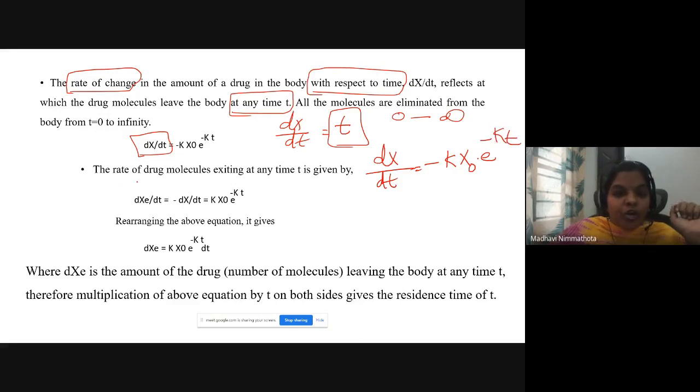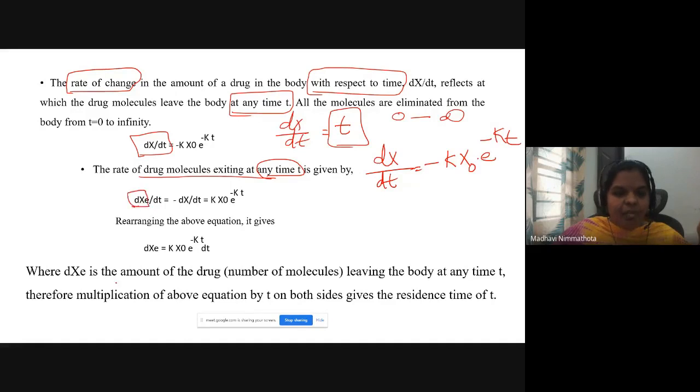So the rate of drug molecules exiting at any time t. We cannot say that all the molecules will be eliminated from the body at a single time. That's why the drug molecules exiting at any time t will be given by the equation dXe by dt.